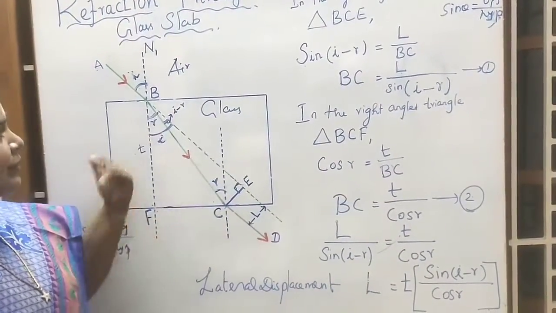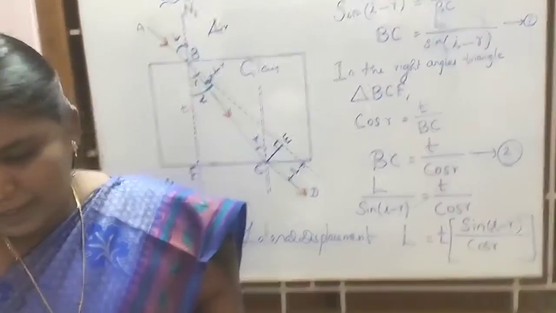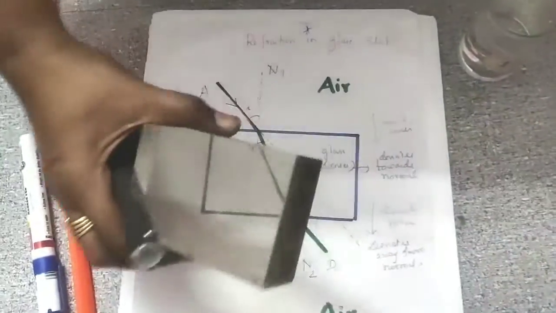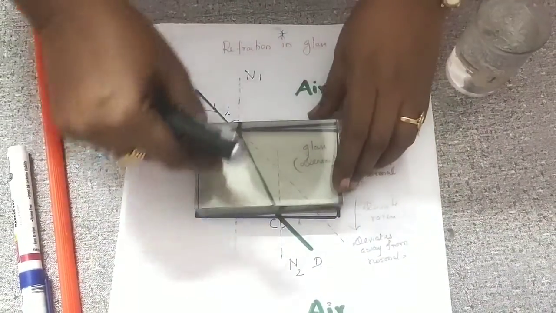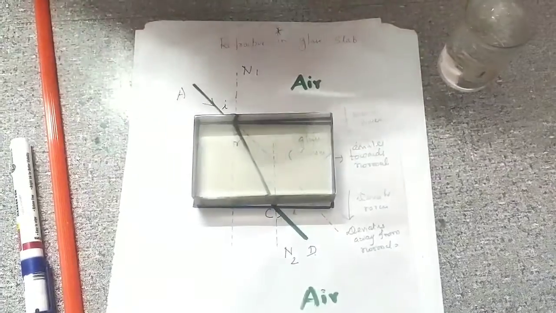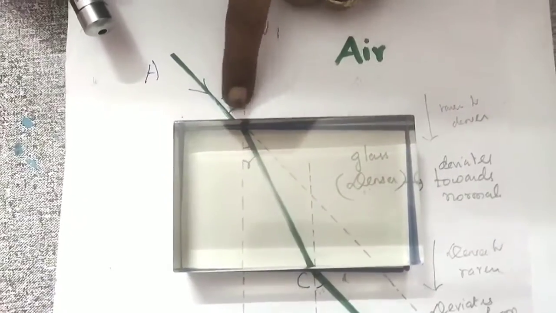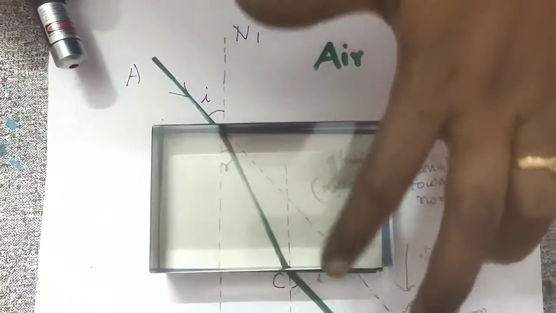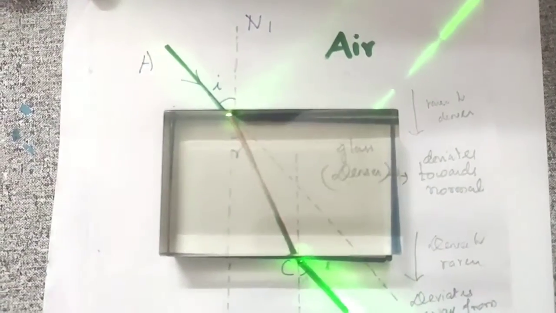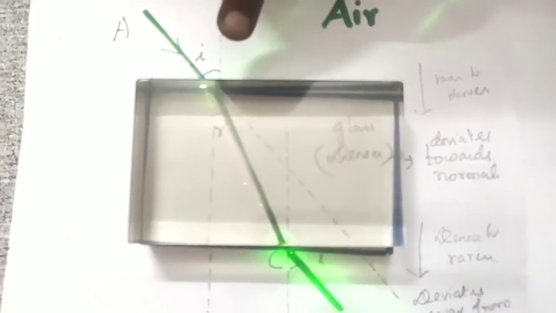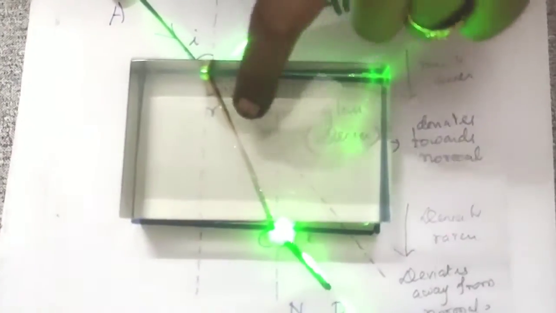Now let us study refraction through a glass slab experimentally. Listen here. This is the glass slab. This is the air medium, this is the glass medium, and this is again the air medium. This is the normal N1 at this refracting surface, and at this refracting surface this is the normal N2. First let us pass the light from air to glass. You can see the deviation here. I am passing the light in this direction, so it gets deviated.